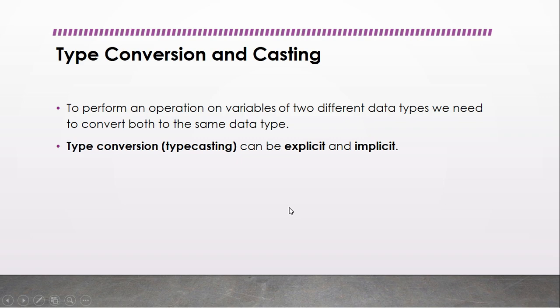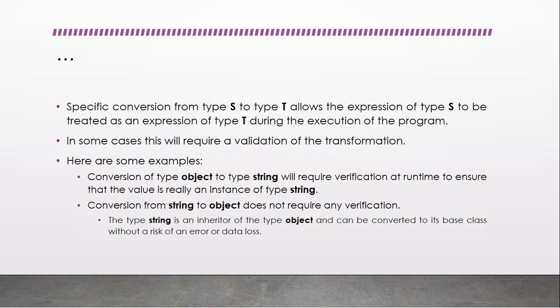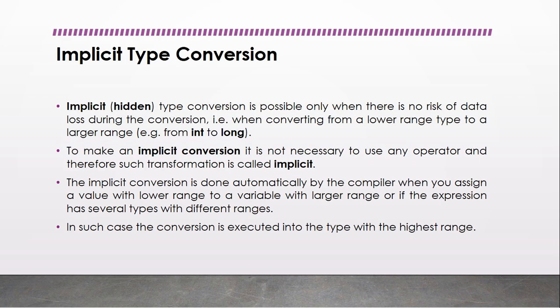Type conversion and casting. Type conversion can be explicit and implicit. There is also another conversion, type conversion to and from string in C#. Implicit type conversion is from a low range type to a larger or wider range type, like from int to long or from float to double. There is no data loss in implicit type conversion.